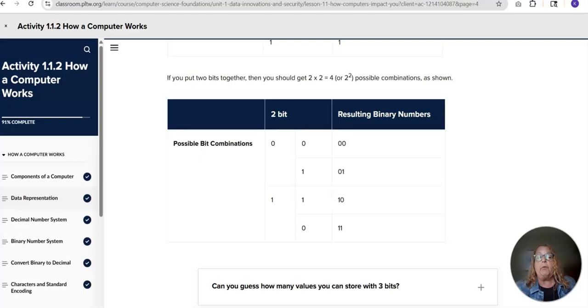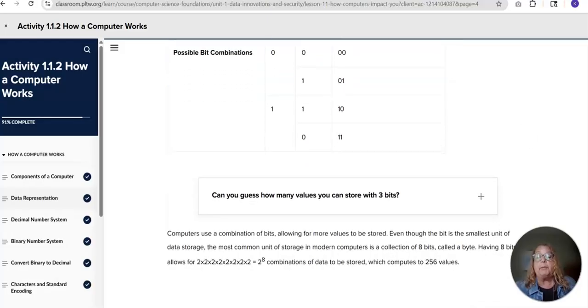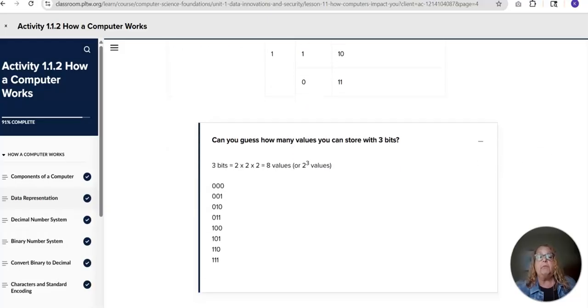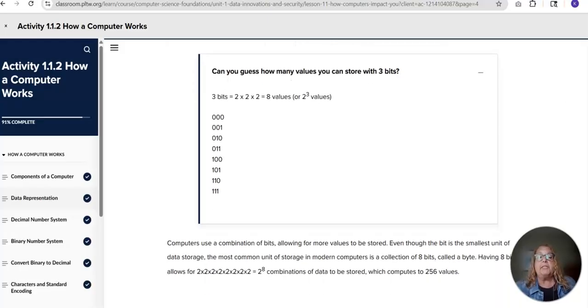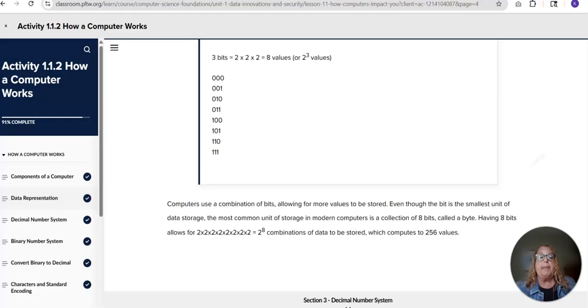You could have 0, 0. You could have nothing and 1, which would be 0, 1. You could have 1, 1, which would be resulting binary numbers 1, 0. Or you could have nothing and 0, which should also be 1, 1. So those are 4 different combinations of what it could be with 2 bits. Can you guess how many values you can store with 3 bits? Well, now it's bigger. You have 8 values of how it can be stored and how it can be mixed up.